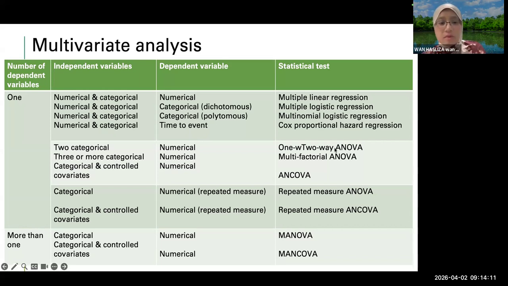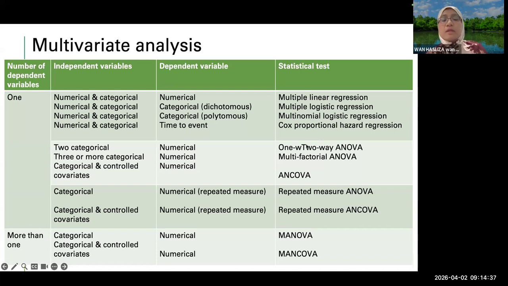Oh, I think this is wrong. Sorry, let me fix it. This is a spelling error here. This should be two-way ANOVA. One-way ANOVA is only for one factor, one category. Now we have two factors, which now becomes two-way ANOVA. It's a spelling error here.